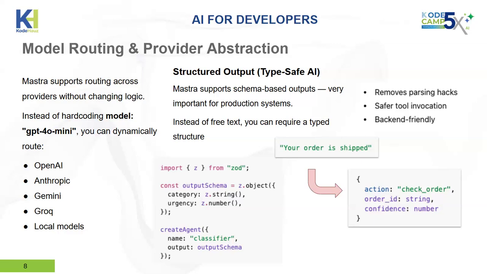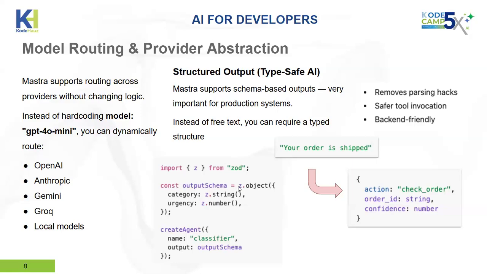The model routing is where, with the LLM providers, you are able to switch to the one that gives the best performance at the best time or the best cost at a particular time, right? Then Mastra also supports what we call structured output. So you can specify the schema that you want the agent to always return.